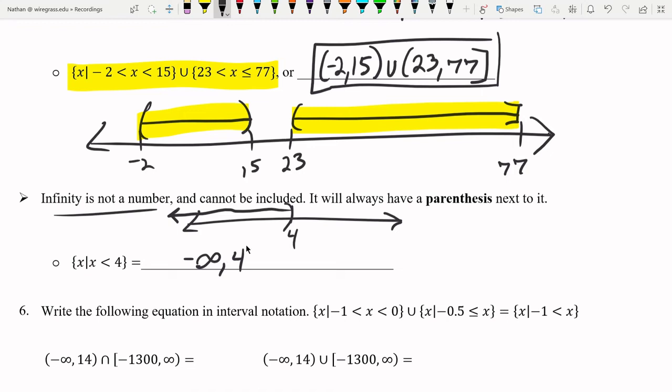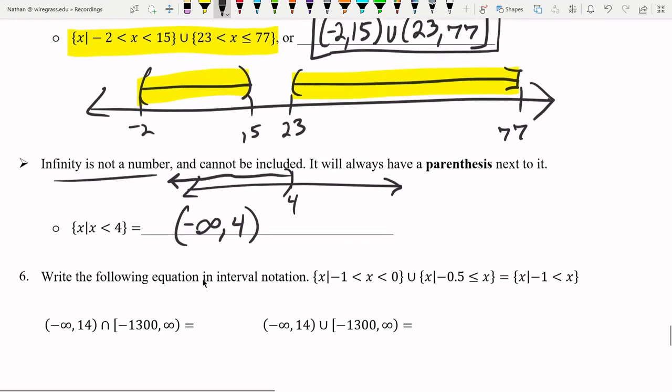4, of course, has a parenthesis around it. And infinity is not a number, therefore it can never be included in a set. So it will always, always have a parenthesis. Never put a bracket next to infinity. That's always wrong. It's always going to be a parenthesis.